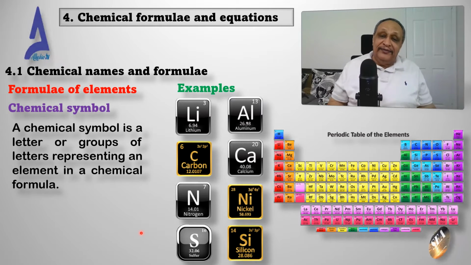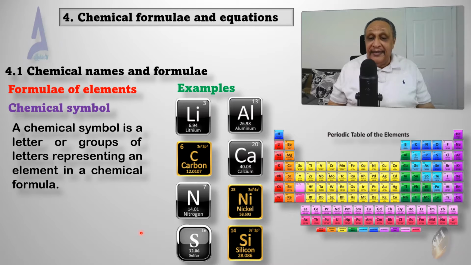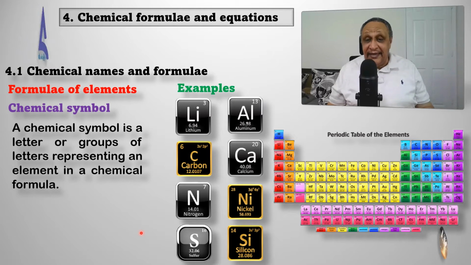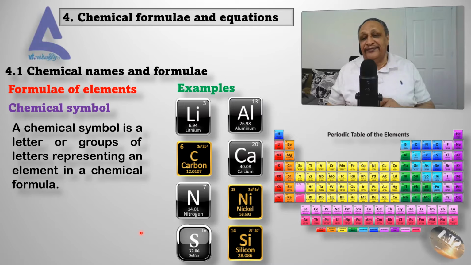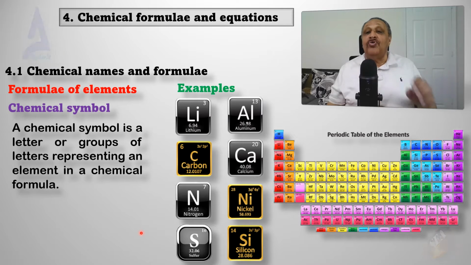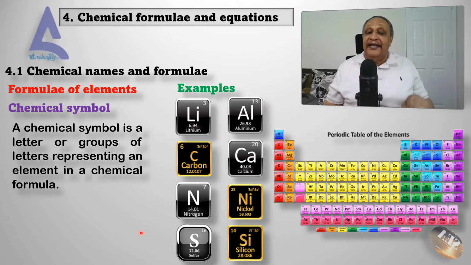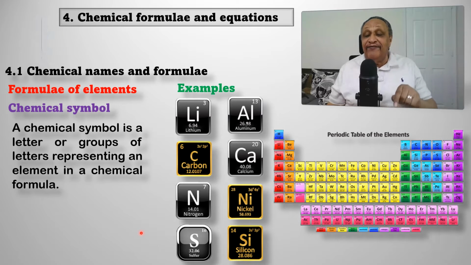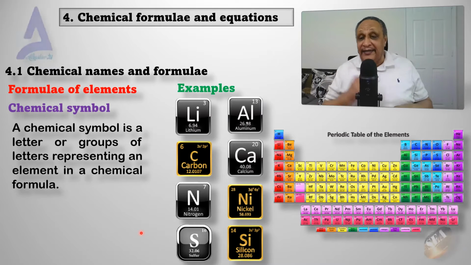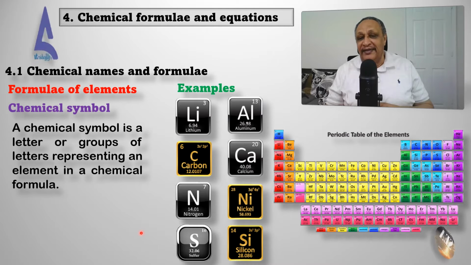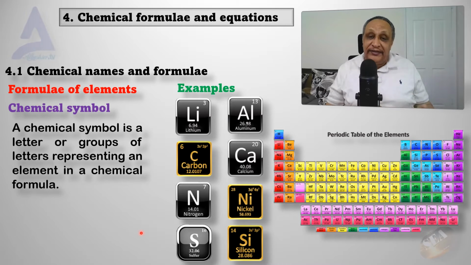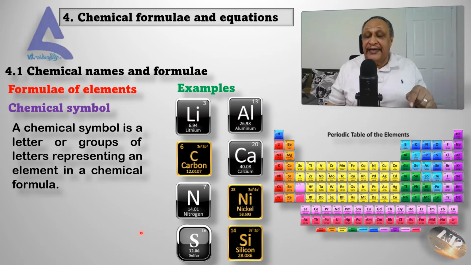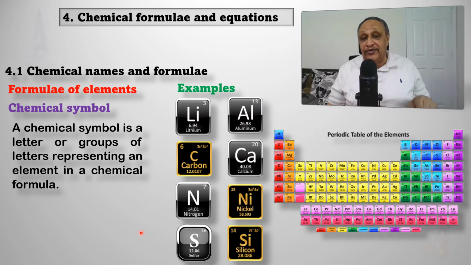So calcium starts with C. The second letter is A. So we are going to have Ca. Chlorine: the first letter is C, the second letter is H, the third letter is L. So we are going to use this third letter, which is L. CHL, so it's going to be Cl.